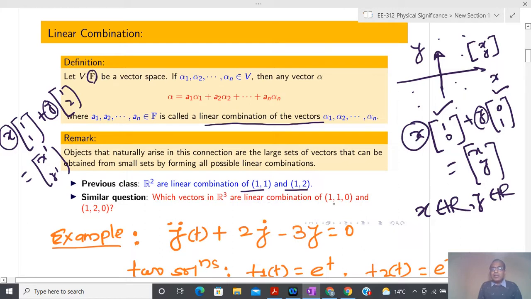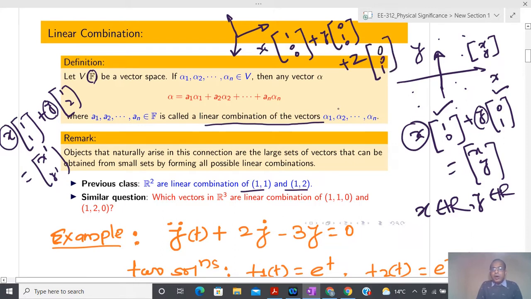Similarly, if you talk about the R3 space, it is possible to show that R3 is the linear combination of (1, 1, 0) and (1, 2, 0). Now, we know that in R3 space, in order to represent each and every quantity, I need at least three vectors. A standard basis in that space is (1, 0, 0) for x, (0, 1, 0) for y, and (0, 0, 1) for z.